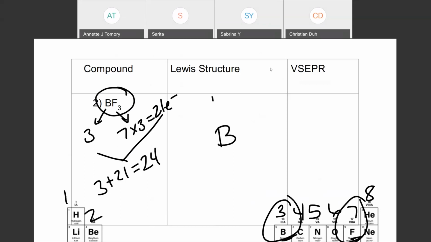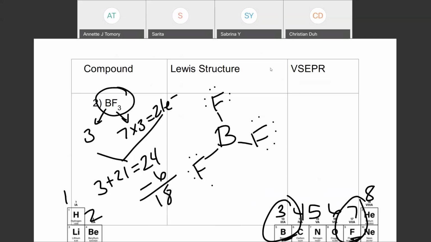All right, so that means I have 3 fluorines to surround it. What do I do now? Draw the lines. All right, so how many electrons do I have used up now? 6. So 24 minus 6 is what? 18. So I'm going to go around and do lone pairs. Remember, on the outside in, does hydrogen ever get lone pairs? No. So that's 6, 12, 18.